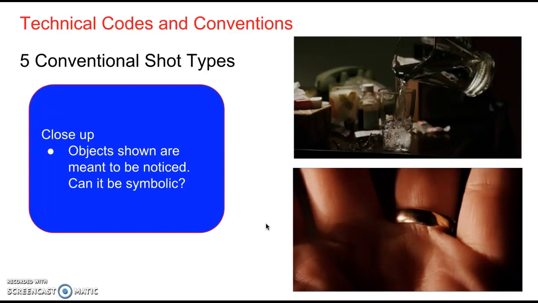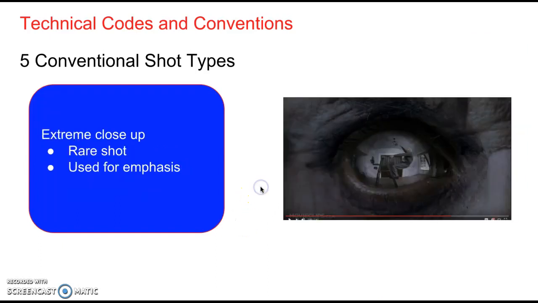It might be a key important plot element or it could be symbolic. And here's 2 examples. We see a close-up of a ring, and I've tried to point out to you guys that rings are symbolic. And a close-up of water being poured into a glass. Again, water being symbolic. So the director really wants you to notice those two things.